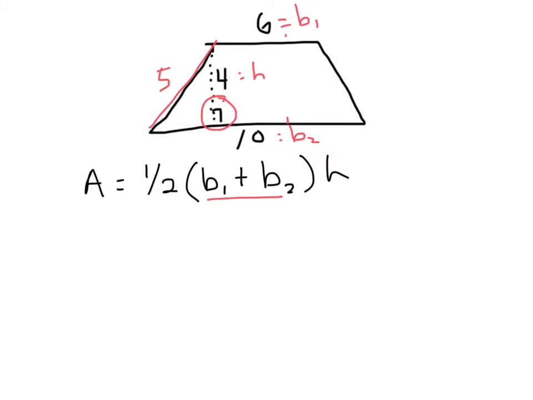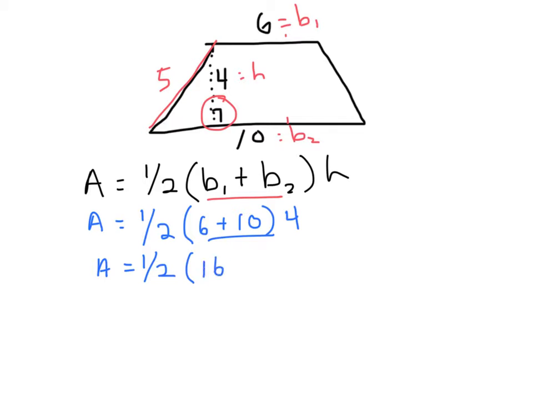So now that I have my pieces mapped out, I'm going to fill in and substitute in my numbers. Base 1 we said was 6 plus base 2, which is 10, times the height, which is 4. Now I'm ready to start doing some math. Order of operations, I'm going to knock out that parentheses first. That's going to leave me with an area of 1/2 times 6 plus 10 is 16 times 4. And I'll go ahead and do 1/2 of 16.